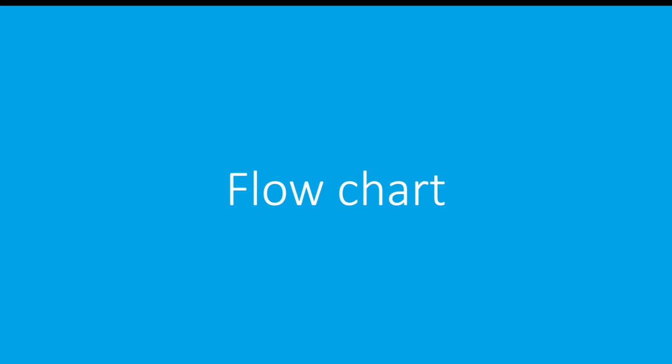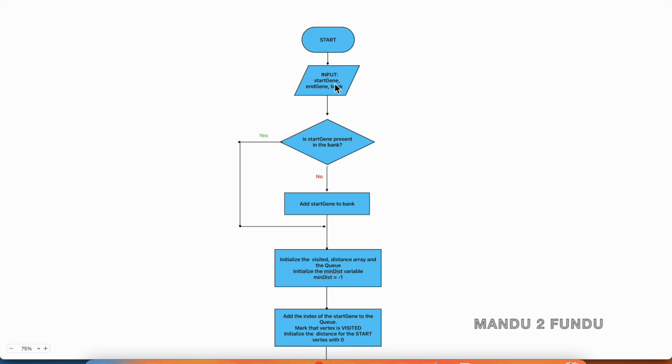Let's look at the flowchart. Input for this procedure is the start gene string, end gene string, and the bank of genes. First we check whether the bank contains the start gene. If it does not, then we add the start gene to the bank.